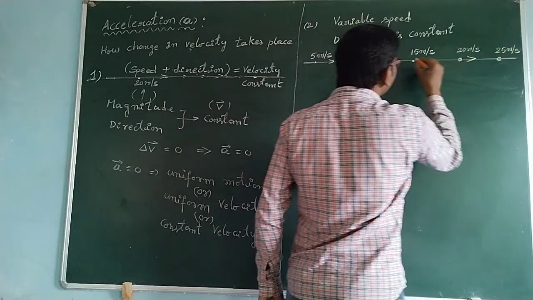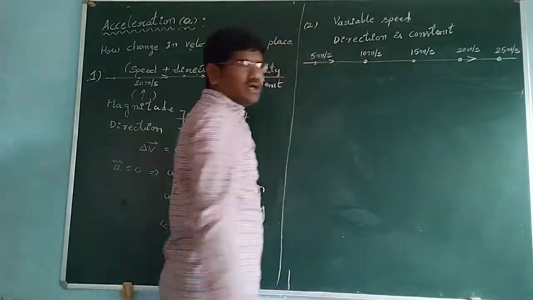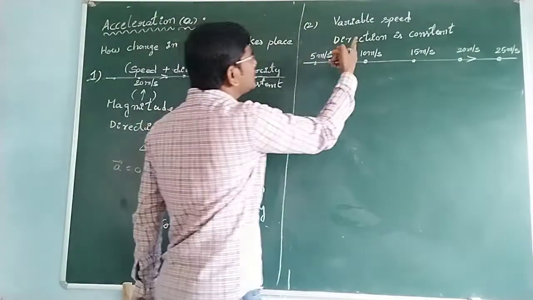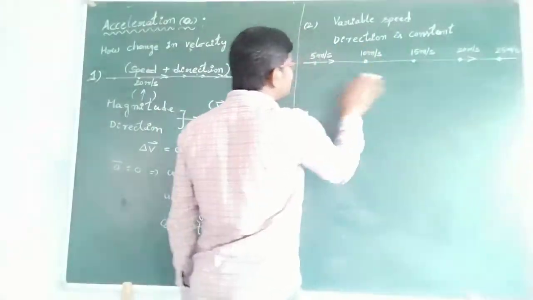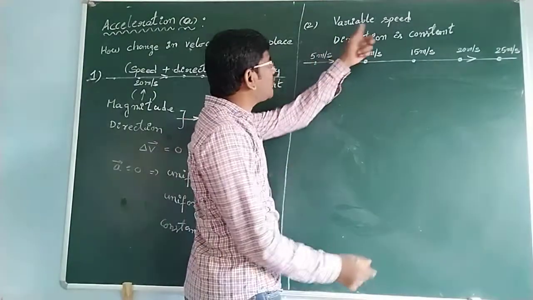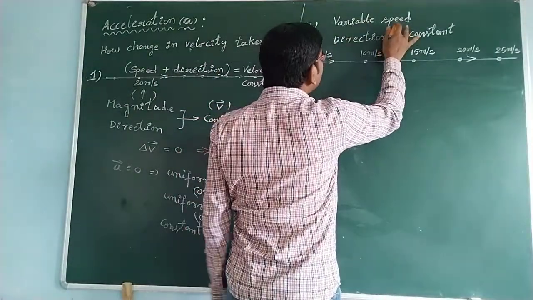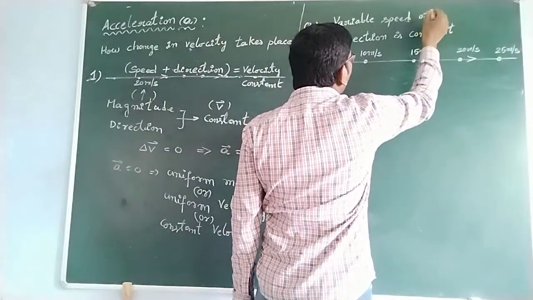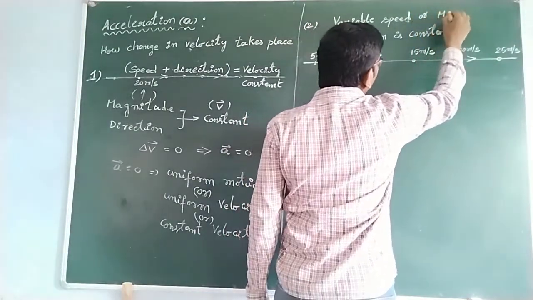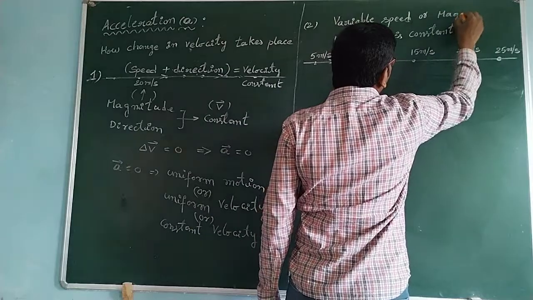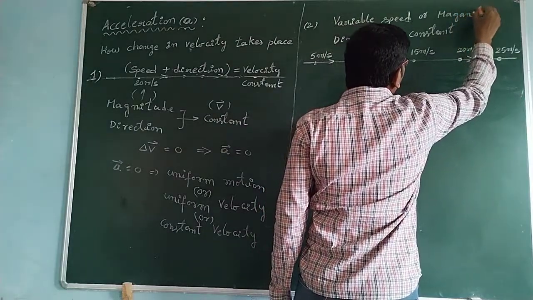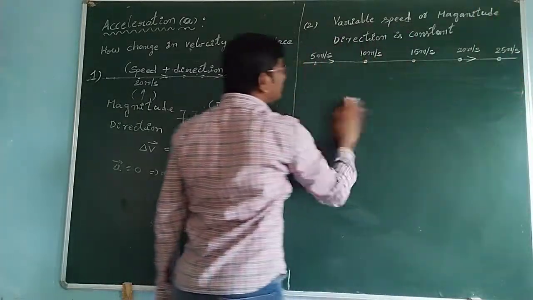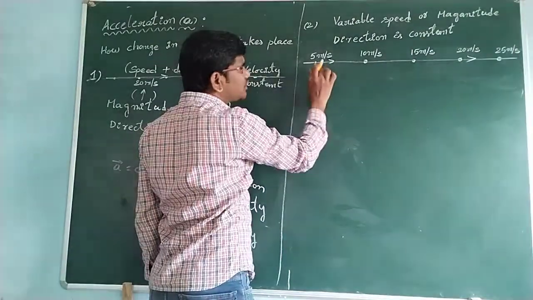So 25, 20, 15, 10, 5. Like that, its magnitude is changing. Variable speed means the magnitude is changing. Magnitude of velocity is called speed, you know. So variable speed or variable magnitude. Here the change in velocity is not zero.